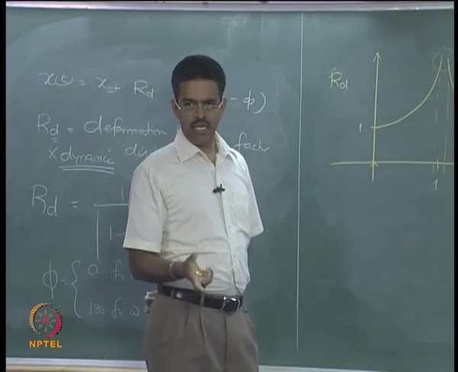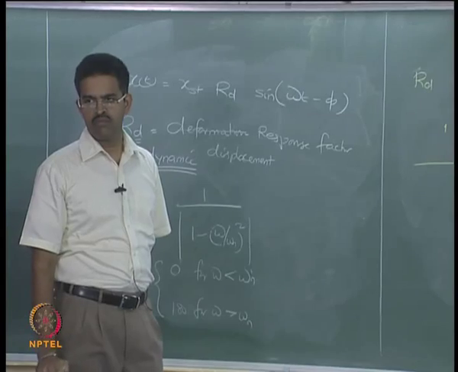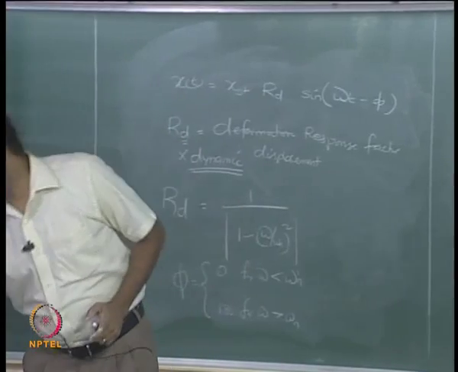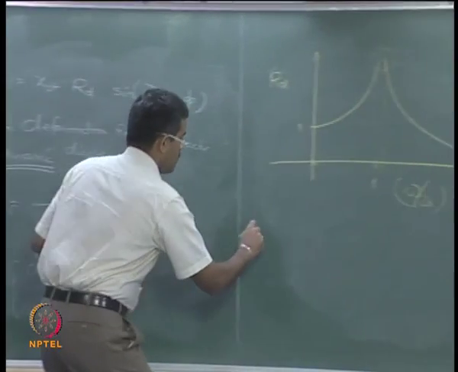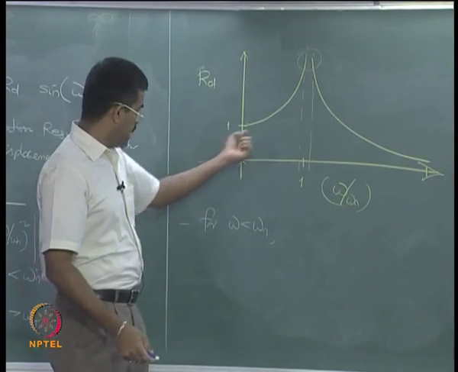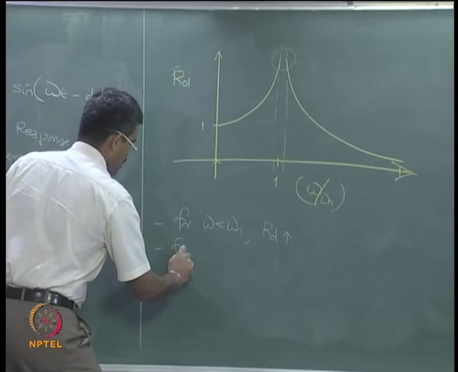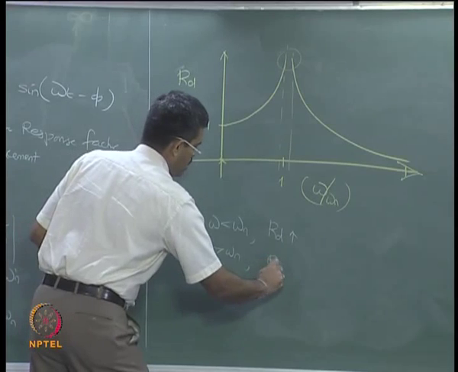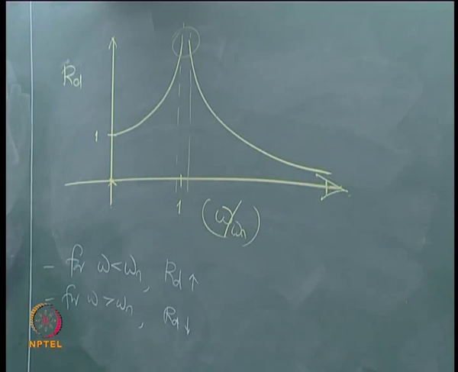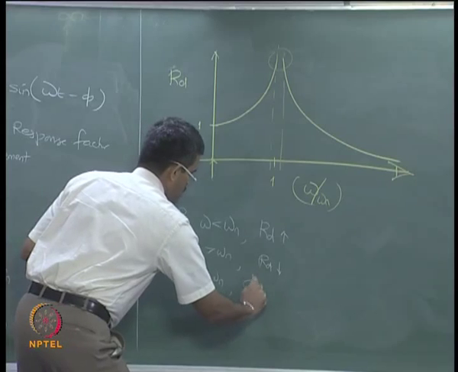Okay. Secondly, as correctly told, the function becomes discontinuous at this location. Okay. So, let us have some information about this figure, some inferences here. Very simple, for omega less than omega n, it is this band, Rd is increasing. For omega greater than omega n, Rd is decreasing. The figure does not quantify the range for omega equals omega n, does not quantify.